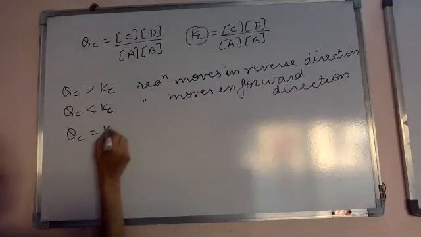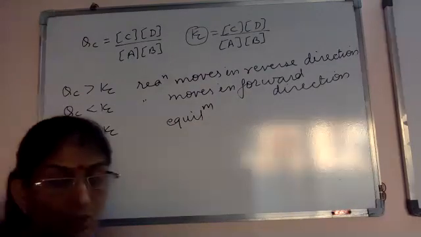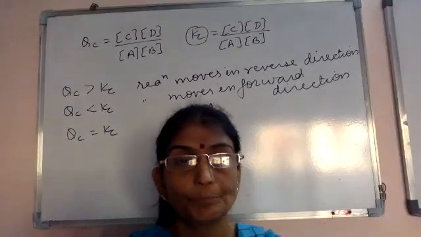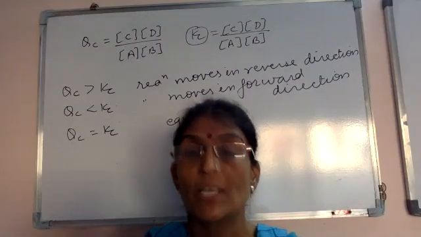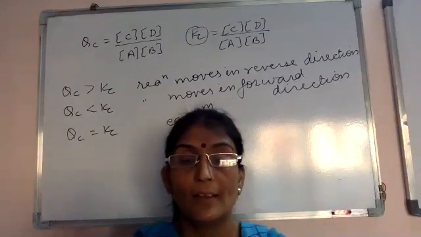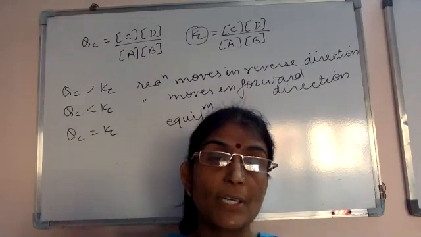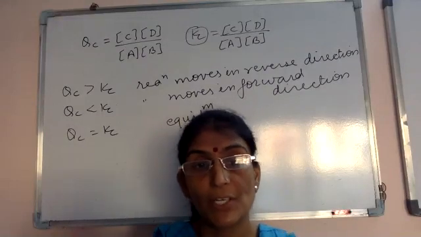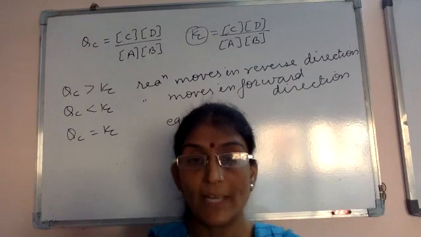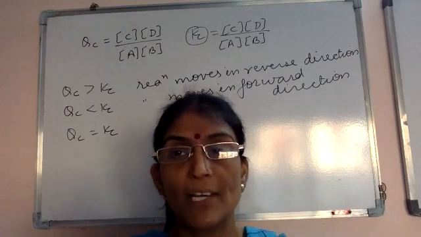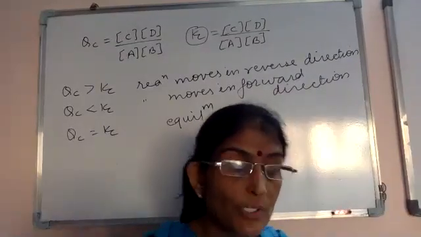If QC and KC are already same, then equilibrium is established. मतलब reaction is moving in forward and backward direction, but with same speed. In first case, when QC is more than KC, the reaction moves in reverse direction more speedily compared to the forward direction. And KC अगर ज़्यादा है, तो reaction is at present moving in the forward direction. And when both are same, the reaction is at equilibrium, मतलब speed of forward and backward reaction same. Clear? अब एक न्यूमेरिकल करते हैं, उससे पता लगेगा कैसे इसको यूज करना है.